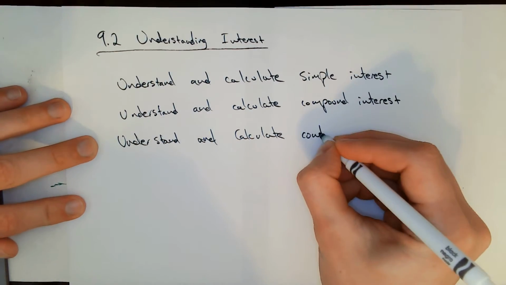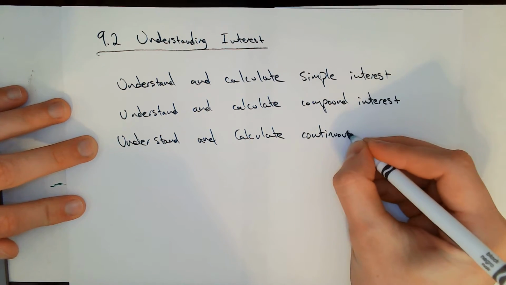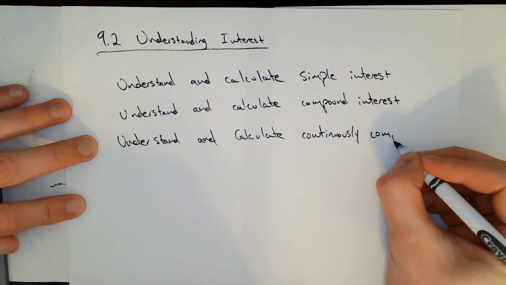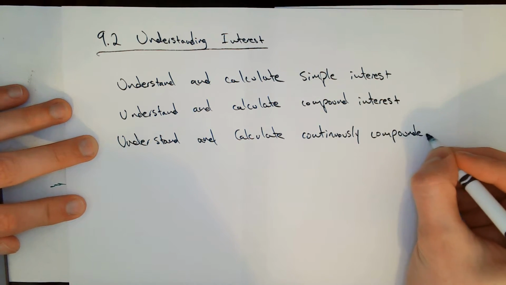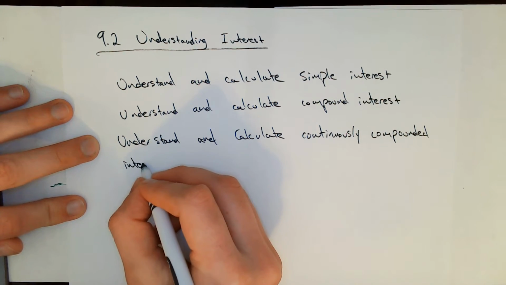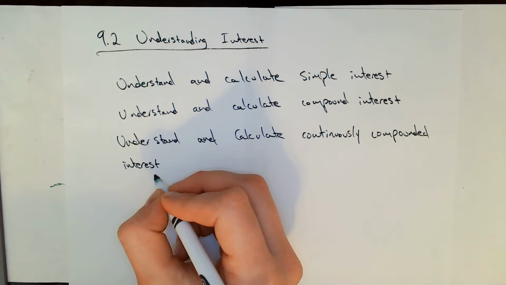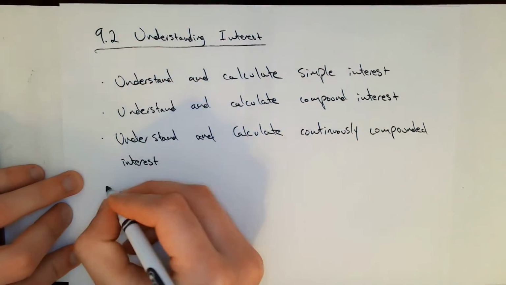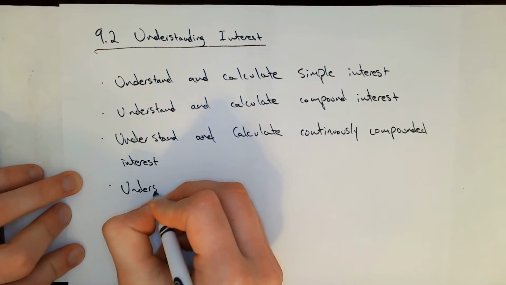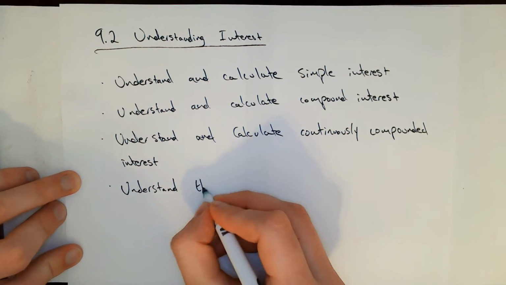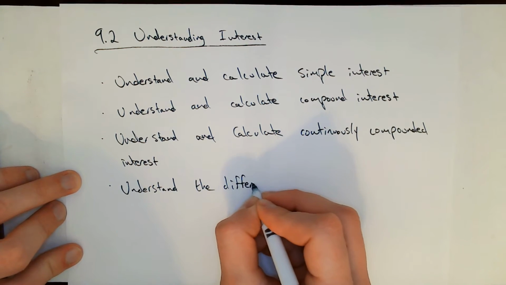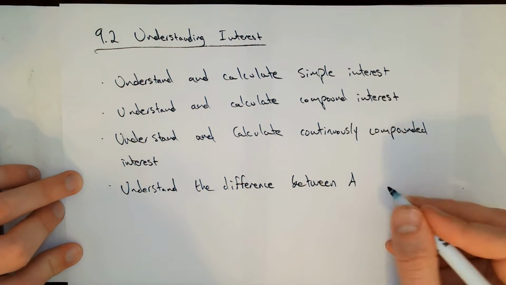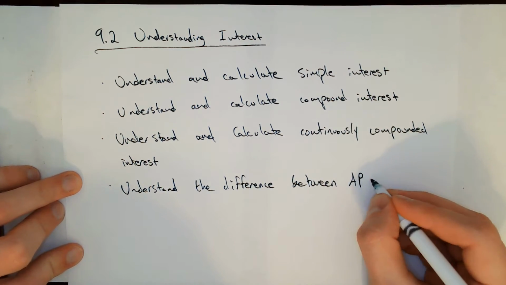Calculate continuously compounded, which is a type of compound interest, but it's such a special type that we want to consider it separately. Okay. We're also going to want to understand the difference between annual percentage rate, which I will denote as APR here.